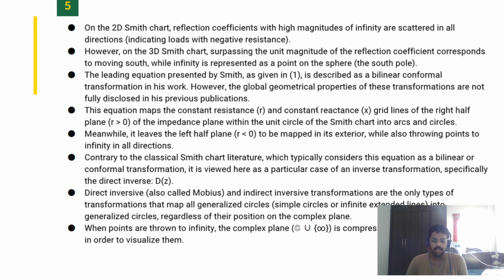Contrary to the classical Smith chart literature, which typically considers this equation as a bilinear or conformal transformation, it is viewed here as a particular case of inverse transformation, specifically the direct inverse. Direct inverse, also called Mobius, and indirect inverse transformations are the only types of transformations that map all generalized circles, simple or infinite extended, into generalized circles regardless of their position on the complex plane. When points are thrown to infinity, the complex plane, in union with the infinity set, is compressed to a Riemann sphere in order to visualize them.